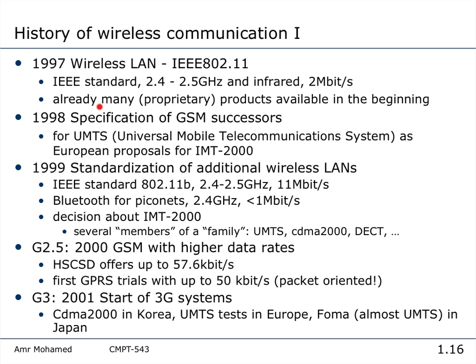so this talks about the specification for the GSM successor, and the proposal that dominated this was UMTS from Europe, right? So UMTS was the first proposal, which has been realized in 2001 as the third generation wireless. Okay.